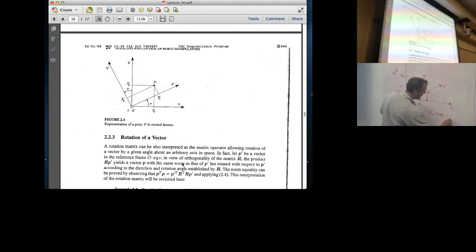So if you subtract py prime times sine alpha, then we get this coordinate. And you would basically find out, if you do the same exercise to get py, you get px prime times sine alpha plus py prime times cosine alpha. Now, if you see that, then you see our good old friend, the elementary rotation matrix about the z-axis: cosine, minus sine, sine, cosine.